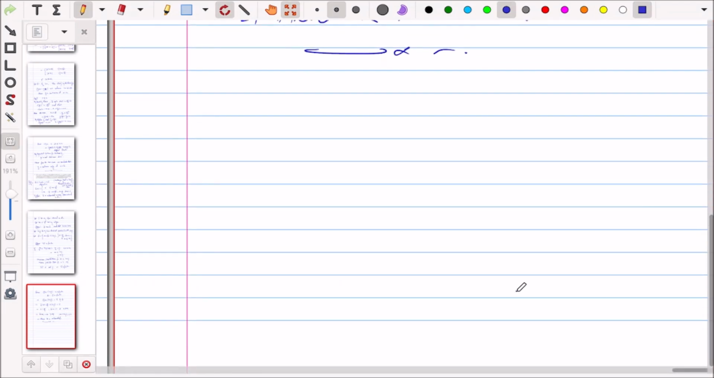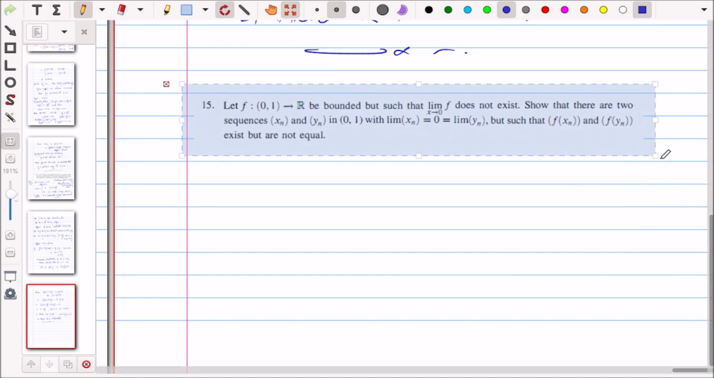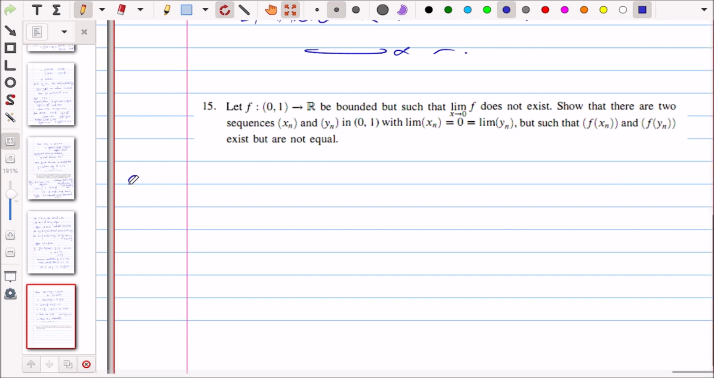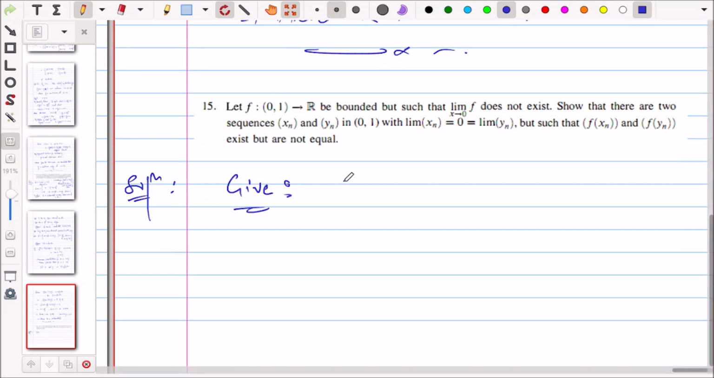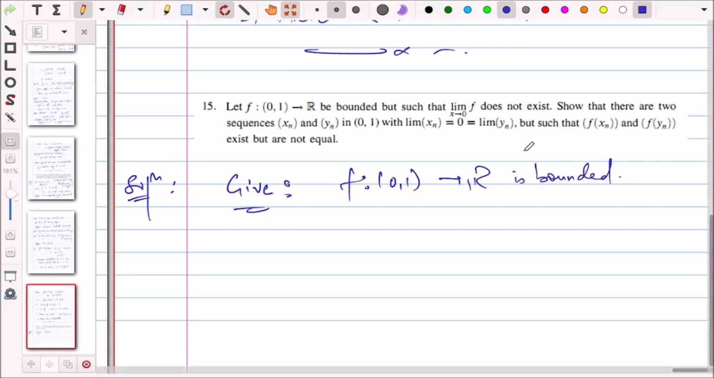So this is also a bit trickier question. Okay, so what we are given is that f is a bounded function, f from [0,1] to R is bounded. Bounded means we can have supremum and infimum in the range set.